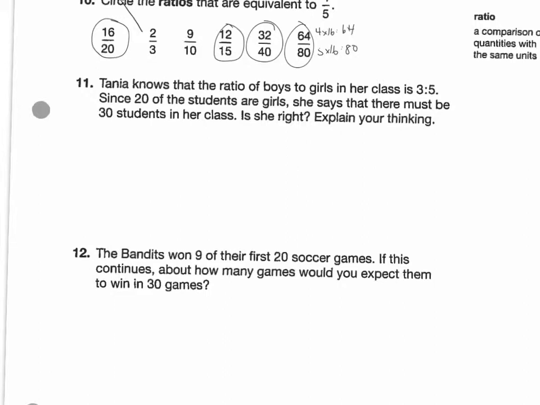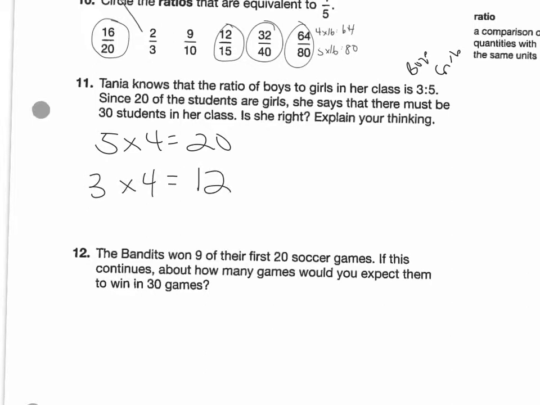So boys to girls. So this here is boys, and that's girls, okay? So since 20 of our students in the class are girls, well, what do I have to multiply 5 by to get to 20? So 5 times 4 is equal to 20. So then 3 times 4 gives me 12. So there should be 12 boys in the class. Well, together, that gives me a total of 32, which is not the same as 30. So she is wrong.